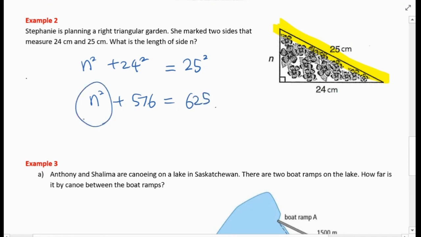And we need to find n squared. So we're going to isolate n squared. To do that, we're going to get rid of this. So plus 576. The opposite of plus is minus. We're going to do inverse operation. So let's subtract 576 from both sides. Okay, then this will be gone.